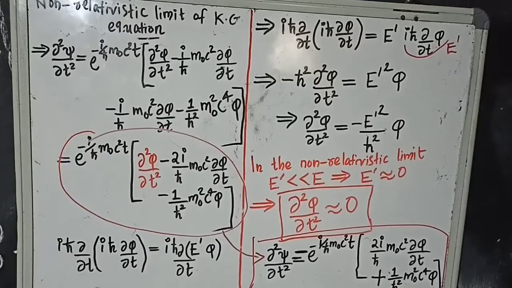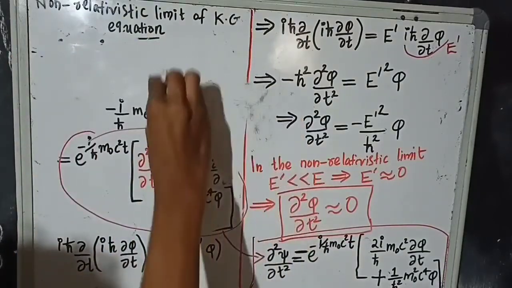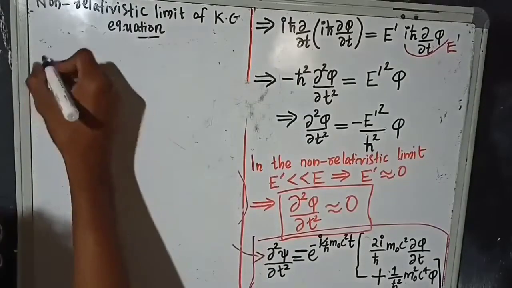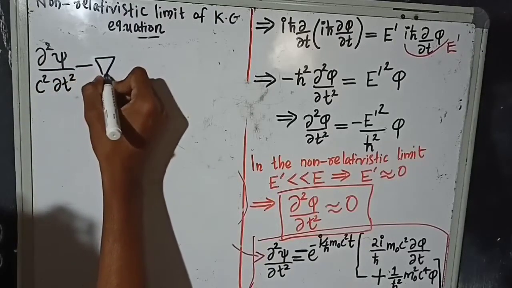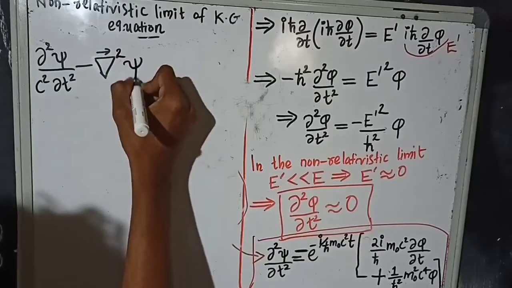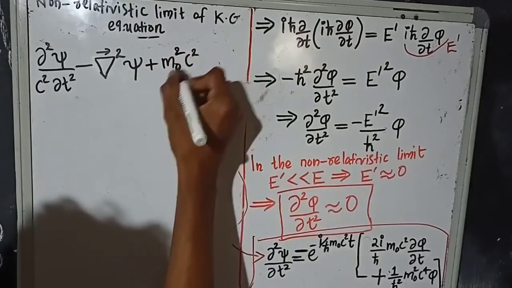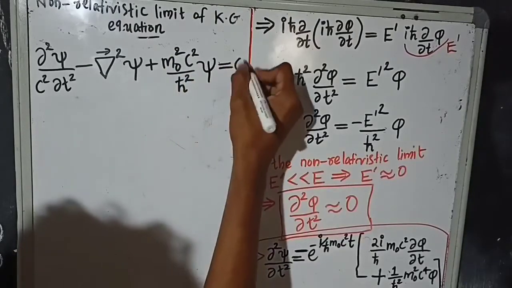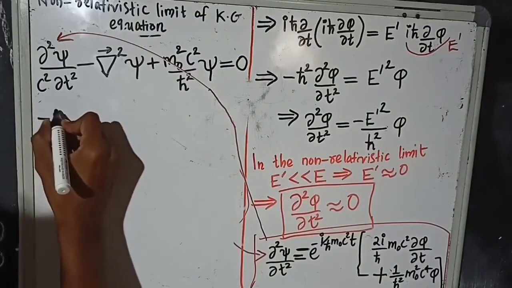in our hand. Our task is to substitute this non-relativistic second derivative in the Klein-Gordon equation, and that gives the non-relativistic limit of the Klein-Gordon equation. We all know that the Klein-Gordon equation is ∂²ψ/c²∂t² minus ∇²ψ plus m0²c²/ħ² ψ is equal to 0. Let's substitute this ∂²ψ/∂t² here.